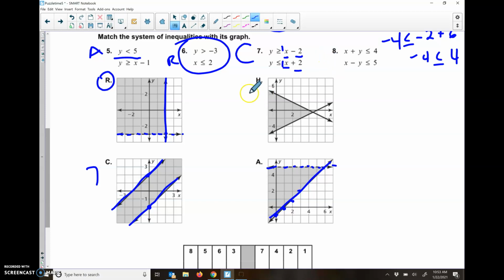And then lastly, 8 gets matched with H by process of elimination. None of those are in y equals, but if we made them y equals, then we would see that they are the same.